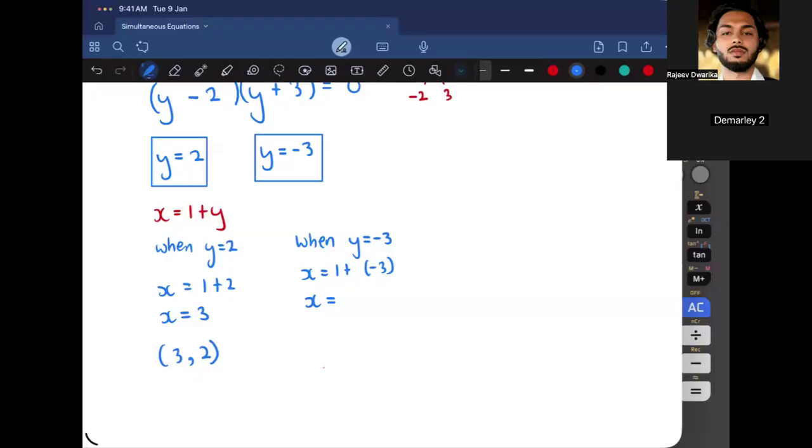Yeah. So 1 plus -3 is? 1 plus -3 would be 2. -2. -2. Why do I keep doing that? I have it in my head, but I keep saying the wrong thing.